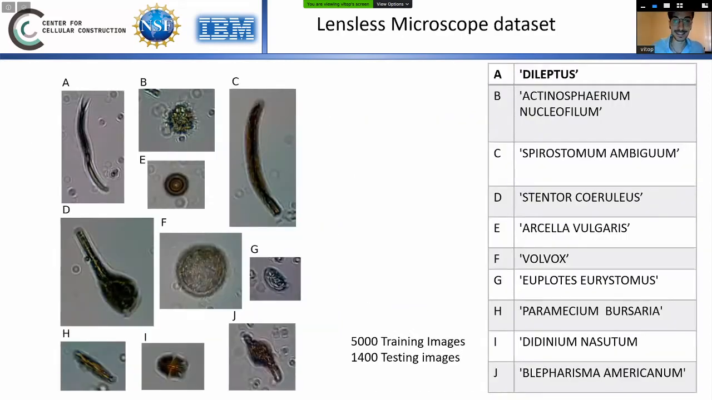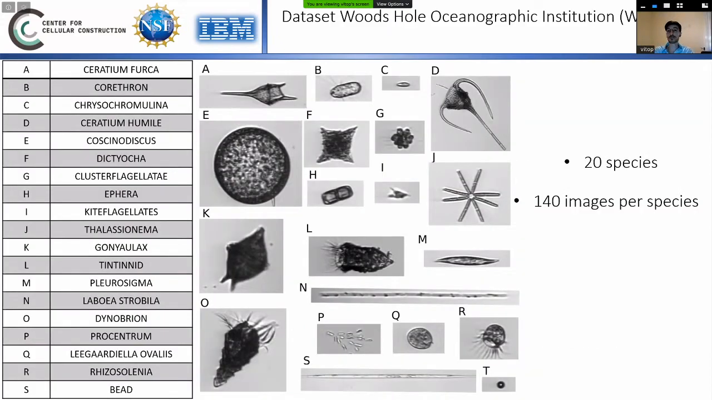Now, this is exactly the dataset that I personally acquired for this problem. So there are 10 different species, some of them more similar than others, with a total of 5,000 training images and 1,400 testing images. I also wanted to consider a benchmark dataset, and in particular, we decided to go with the Woods Hole Oceanographic Institution, the WHOI dataset, from which we extracted 20 species, and in particular 140 images per species. Of course, this is not a color dataset, but it's very used in the literature, so we decided to use it for benchmarking our tools.